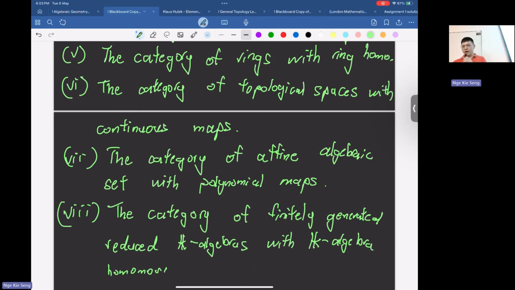In the next class, I will quickly introduce to you the equivalence between the last two categories. We won't test on this. It's just a concept for you to digest.